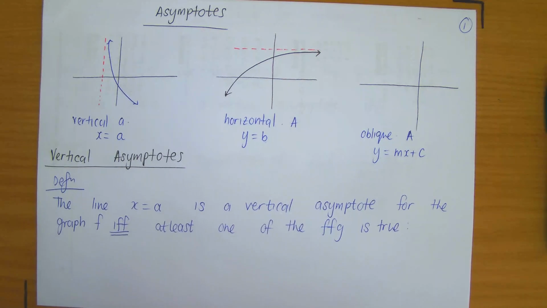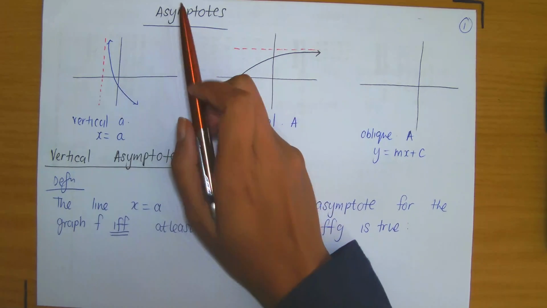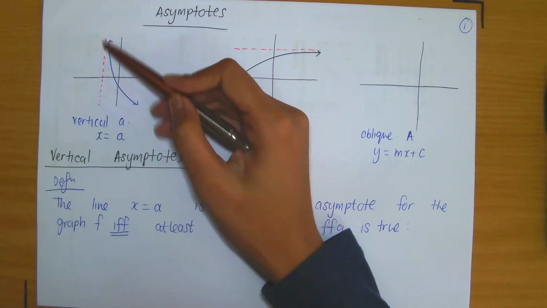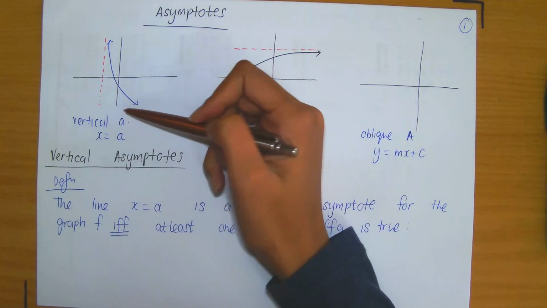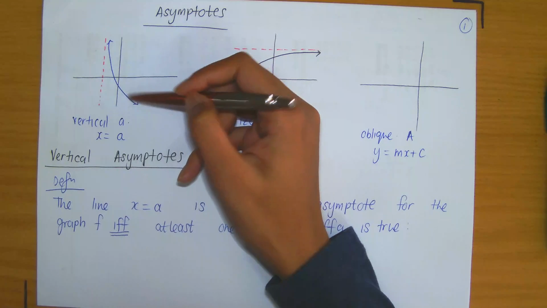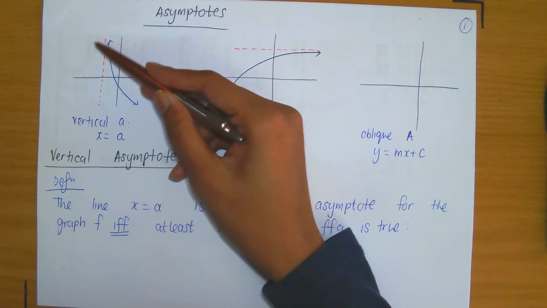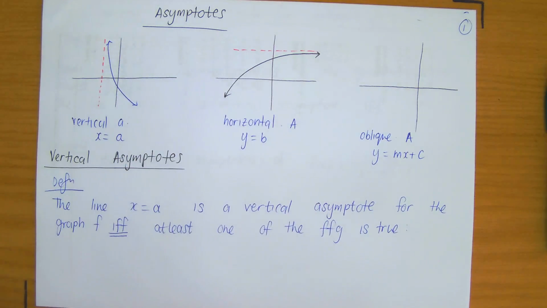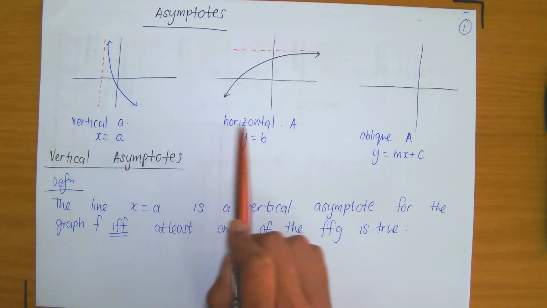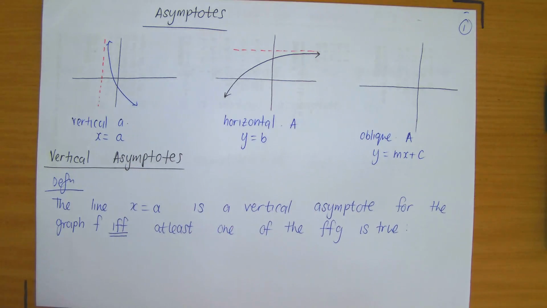In this video lecture, we're going to be discussing asymptotes. So what is an asymptote? An asymptote is a line, an imaginary line, which the graph of your function would approach, as you can see in this diagram, but never touch. There are three types of asymptotes that we are going to be discussing.